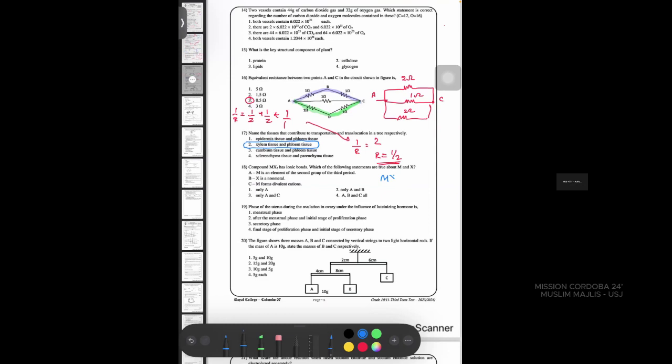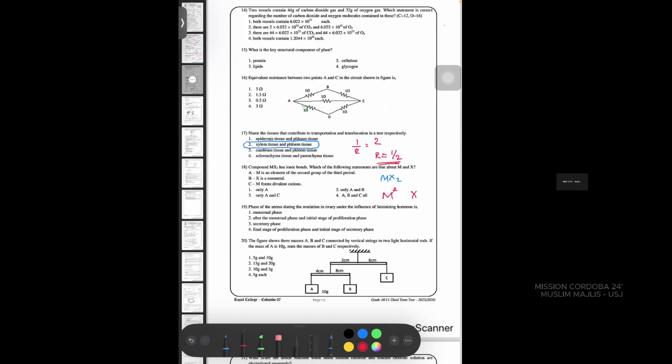Right. MX2. Now this is a bit of a tricky one. Just have a look at the question. Pay attention carefully. MX2. What is the valency of M? 2. What is the valency of X? 1.